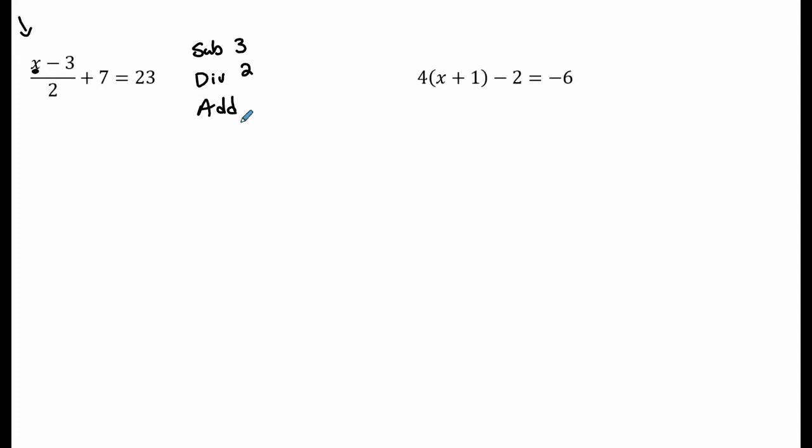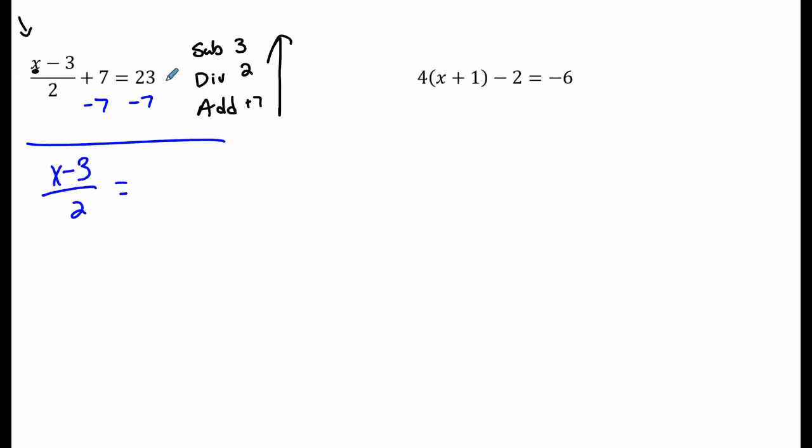So to solve this equation, we're going to work our way backwards. We're going to use inverse operations to work our way backwards. So the first thing that's got to go is, I've got to take off my shoes first. I've got to get rid of that adding 7. So I'm going to subtract 7 on both sides. (x minus 3) divided by 2 is the same as 16.